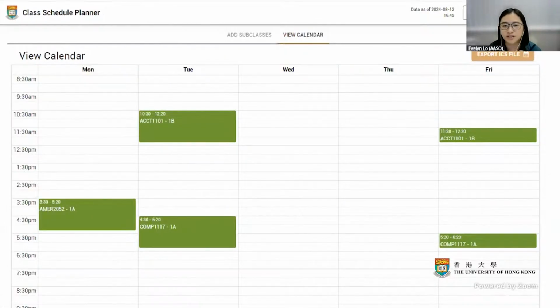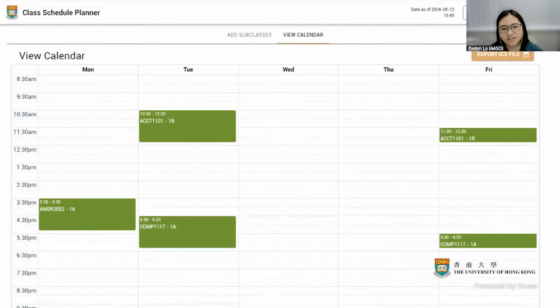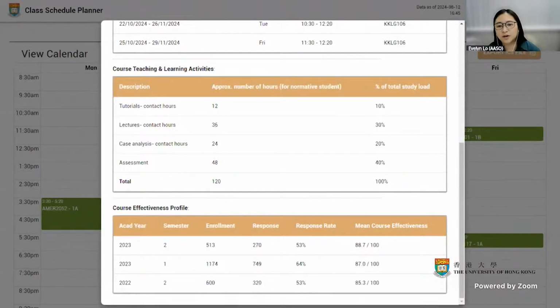So you will be able to see if you have a 天地堂. 天地堂 means 天 is sky and 地 is ground, so having a large gap in between, we call it a 天地堂. You can see whether you have a 天地堂 or whether you could have a day off if you enroll like that. Besides the class information, so what time and which location, they also provide information about the workload and the course effectiveness profile.